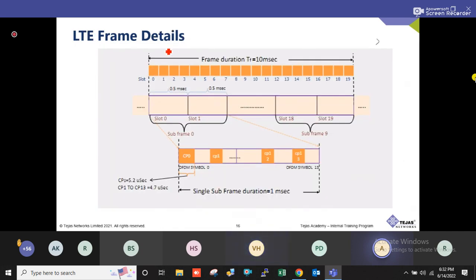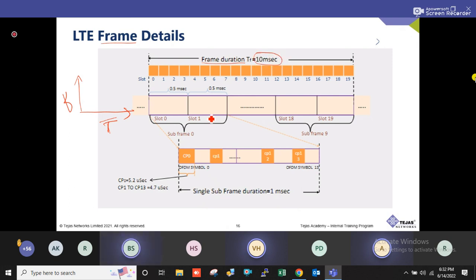Okay. Now let's come to frame details. Till now, we were looking at only one dimension, that is frequency. Now we have to look at time also, because in LTE, it is not only one particular domain, we also have to look at another domain, that is time. Now, let's look at time. The first one is the frame duration. The frame duration of LTE is 10 millisecond.